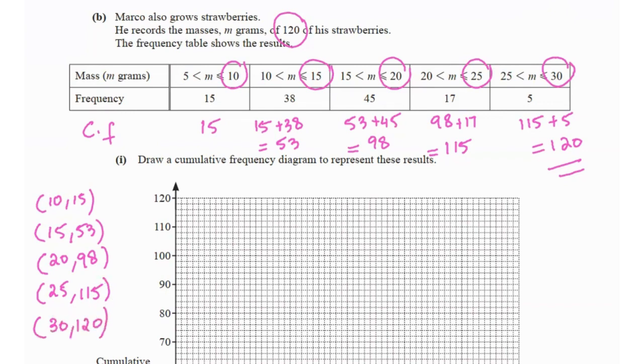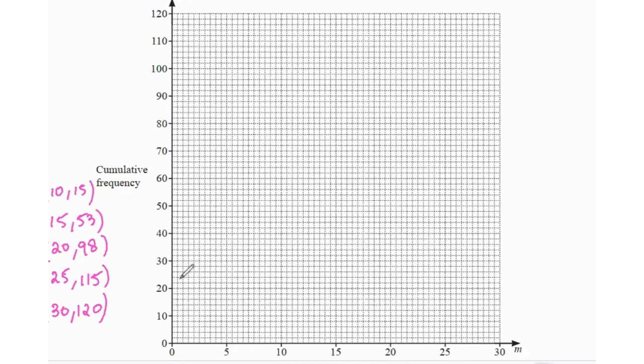So let's plot these now. So 30, 120 is this one. 25 and 115. Basically, 115 is going to be in the middle of this. And that's your 25. So that's your point.